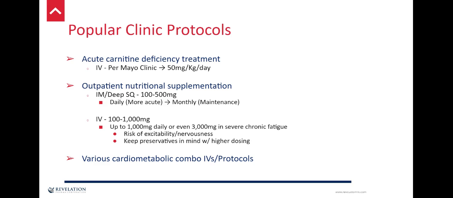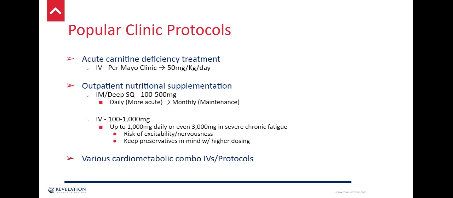So there, with outpatient nutritional supplementation, the most common protocols are either intramuscular or deep sub-Q, 100 to 500 milligrams, either daily to begin when you're really trying to supplement and get some strong results. But then it can be useful even on just a once monthly injection as a maintenance basis. So it's been studied all the way from there.